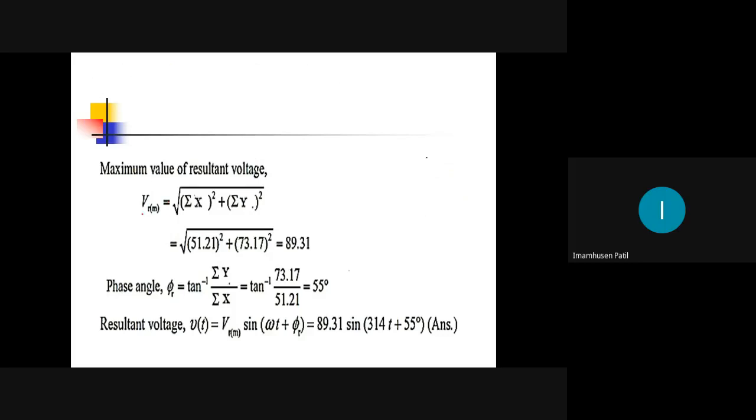Now the resultant is what? The resultant is the square root of the summation of x squared plus the summation of y squared, all under the square root. Then you should get this one.